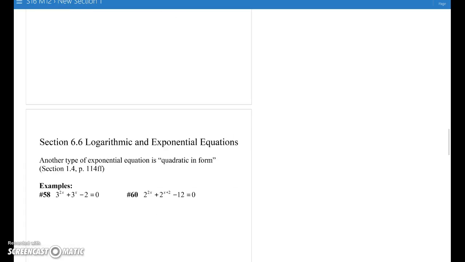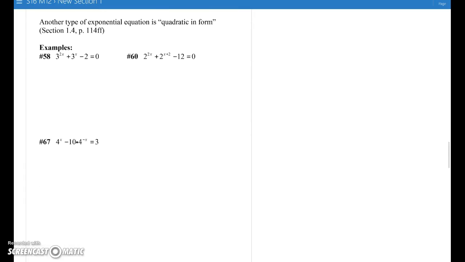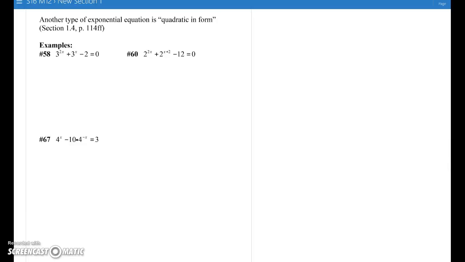Then the other ones I wanted to look at were these quadratic in form. So now we've kind of done a quick review of quadratic in form. So I want to show you some more examples. So this first one, see how the exponent here is twice as big as the exponent here. So let's let w equal 3 to the x.